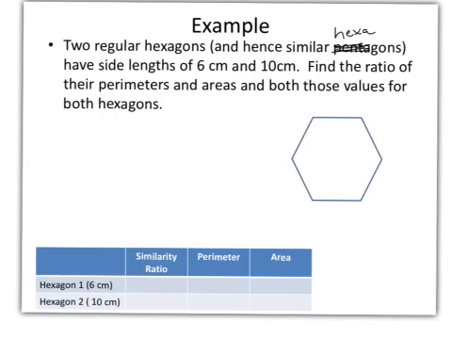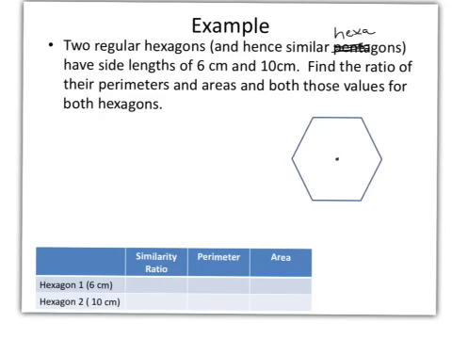Here's our example problem. We have two regular hexagons, which means they're similar hexagons, and they're going to have side lengths of 6 centimeters and 10 centimeters. We want to find the ratio of their perimeters and areas, as well as both of those values for both hexagons.